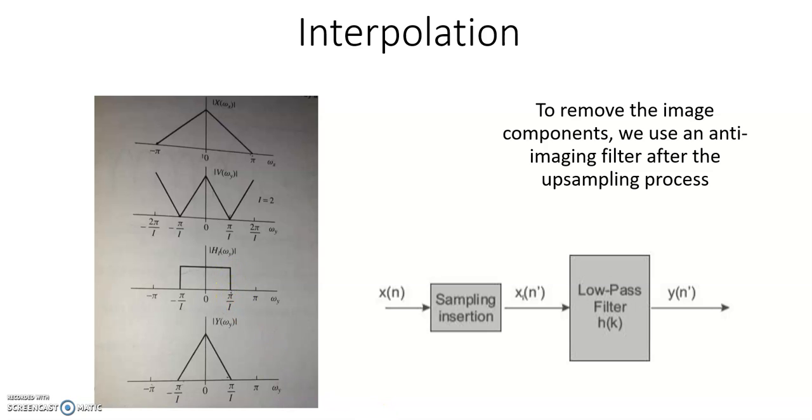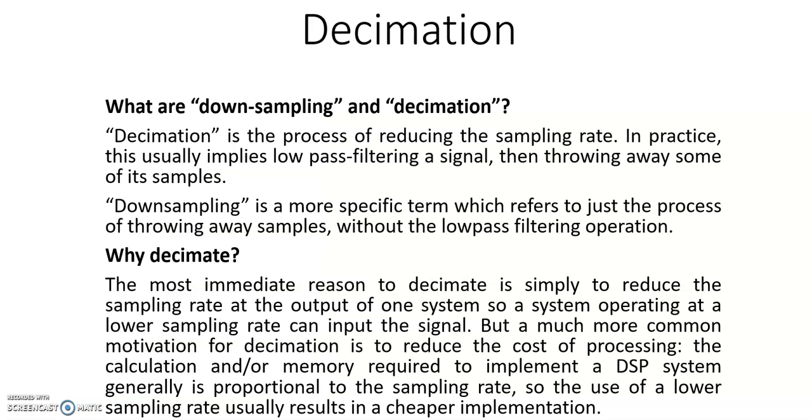Now moving on, we are going to look into the decimation explanation. If interpolation was a process of adding samples, decimation will be the process of reducing the sampling rate, or throwing away some of the samples as mentioned over here. The ultimate reason for decimation is to reduce the sampling rate at the output of one system, so that a system operating at a lower sampling rate can accept the signal as the input. One more point covered in this explanation is that interpolation will require more complex hardware, and decimation will require less hardware to implement a DSP system. So that is the advantage of using a system with a reduced sampling rate.